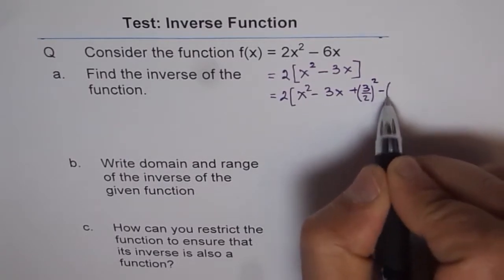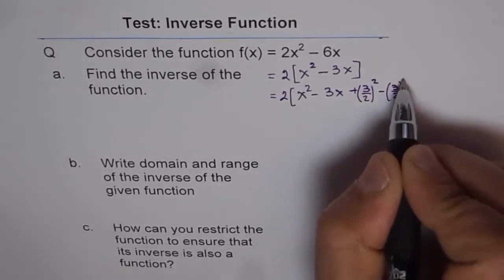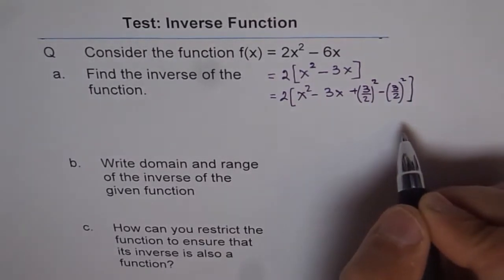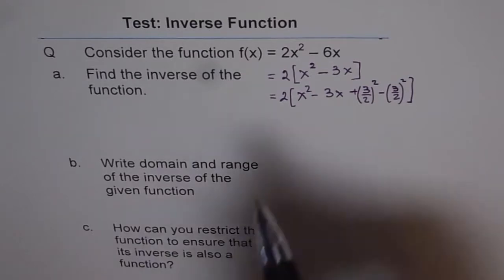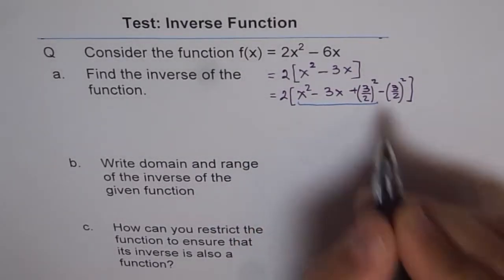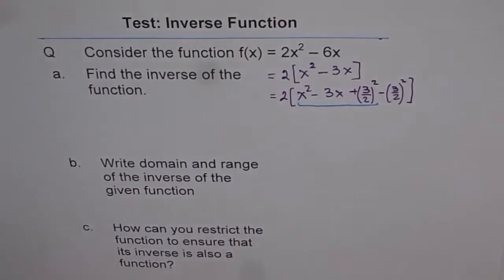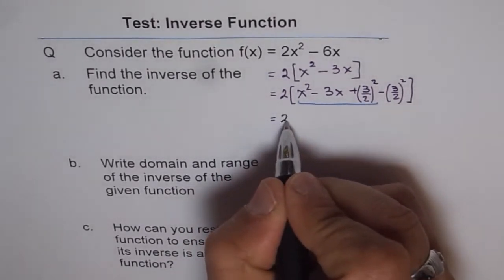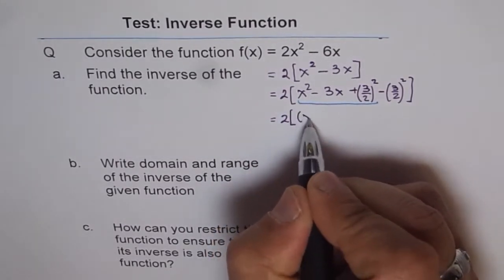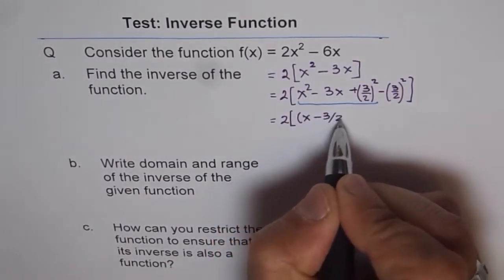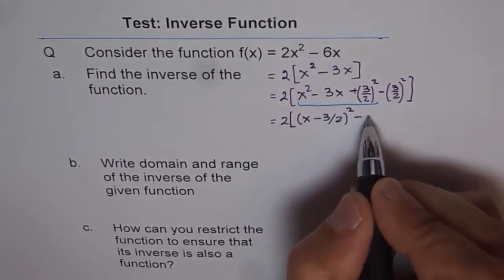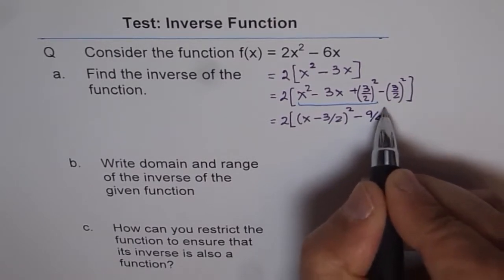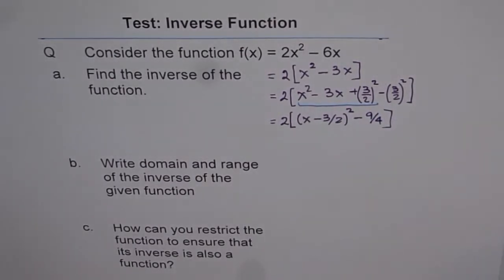When you are adding and subtracting the same term, you don't really change the equation, right? But it helps in a way to complete the squares. That means these three terms can now be written as x minus 3 by 2 whole square. So I can write this as 2 times, within brackets, x minus 3 by 2 whole square, and this term is minus 9 over 4. 9 over 4, right? So that is how we get this equation.